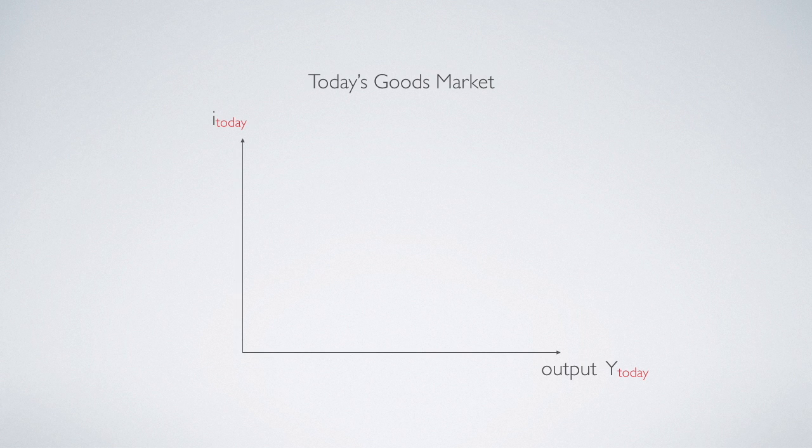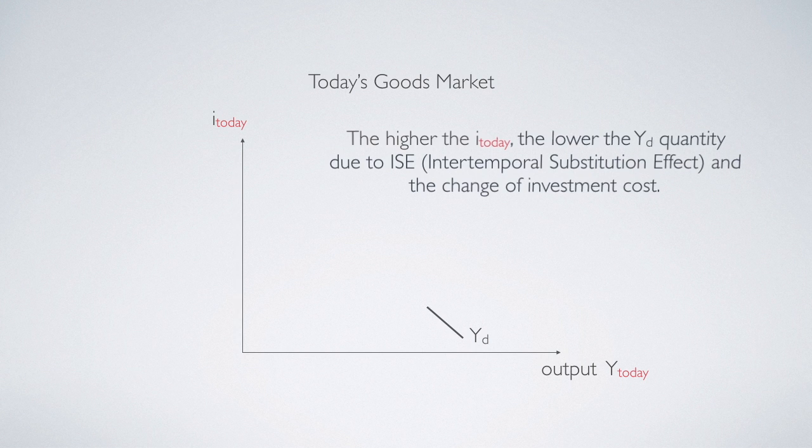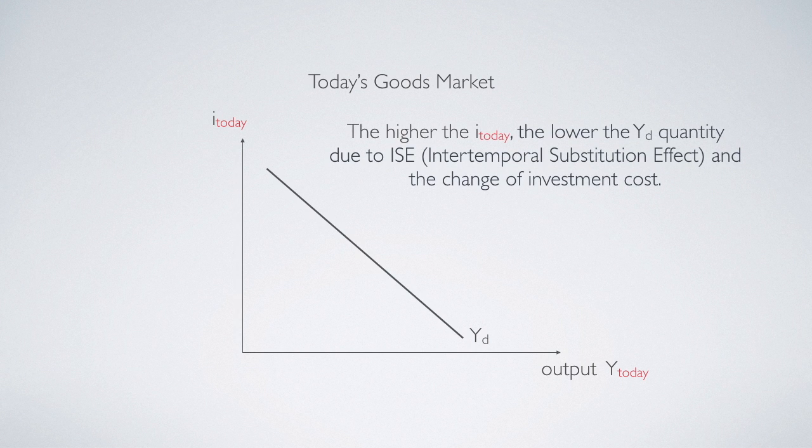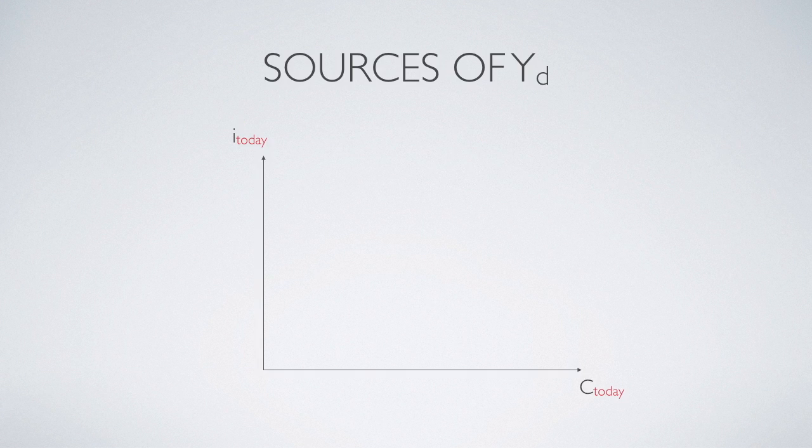We first start from today's output demand. We use the notation YD. Basically, it will be a negative slope line. It means that the higher the interest rate today, the lower the demand for today's final output. The reason behind that is the intertemporal substitution effect and the change of investment cost, which we will discuss in detail further. To derive that kind of negative slope final output demand curve, we have to go back to the sources of this demand curve.